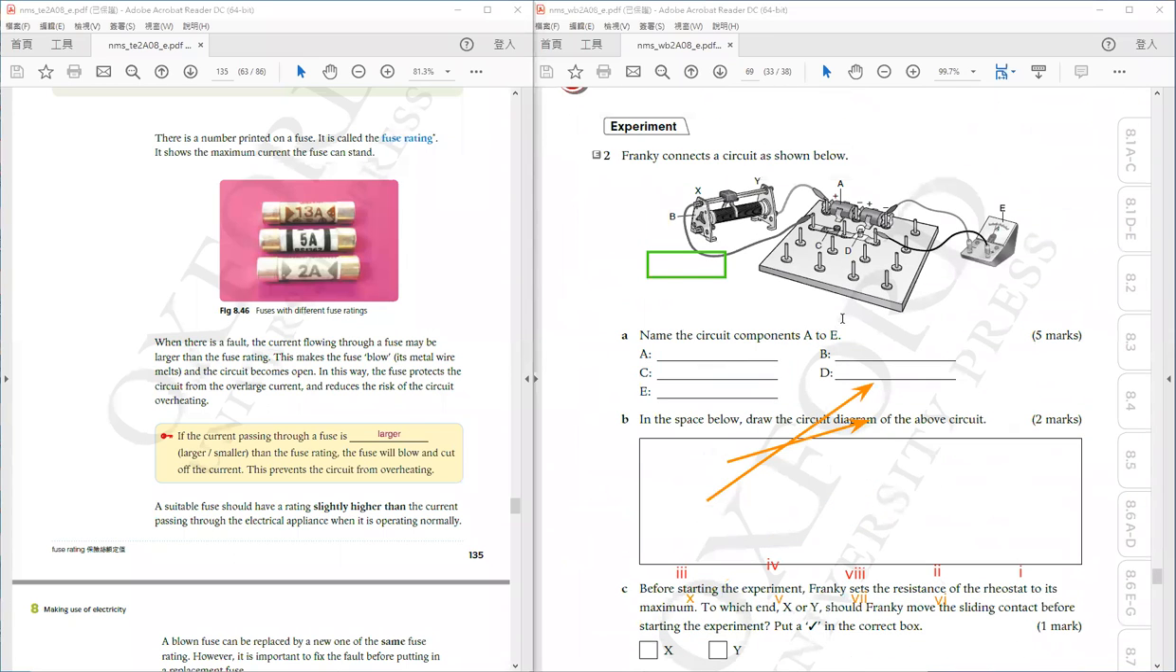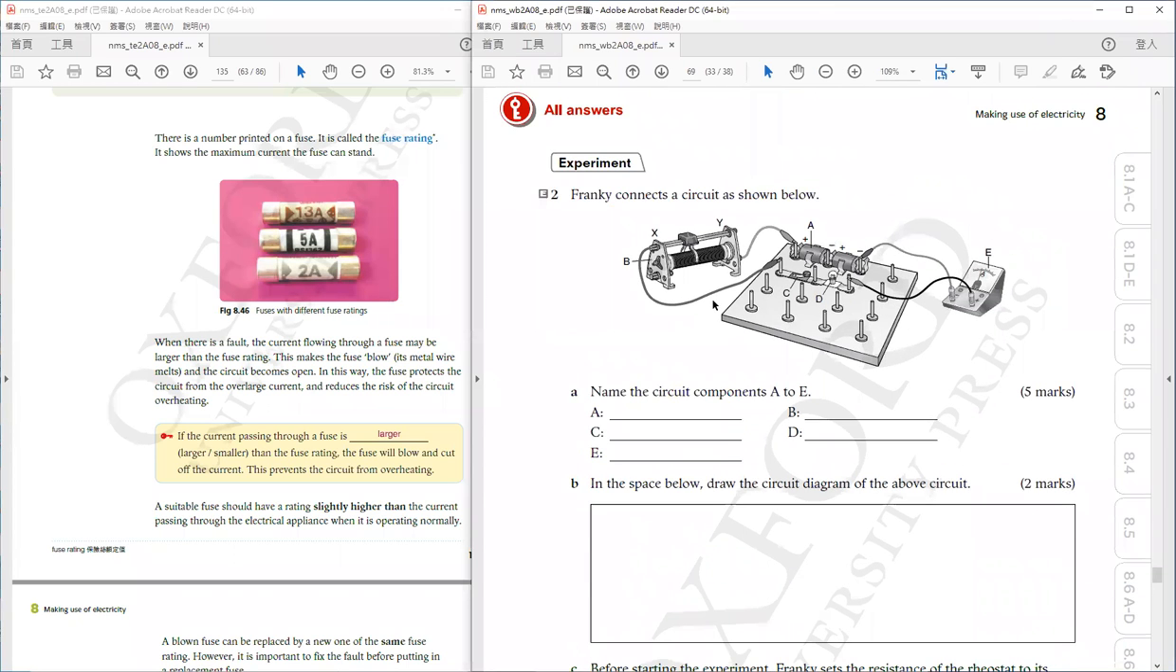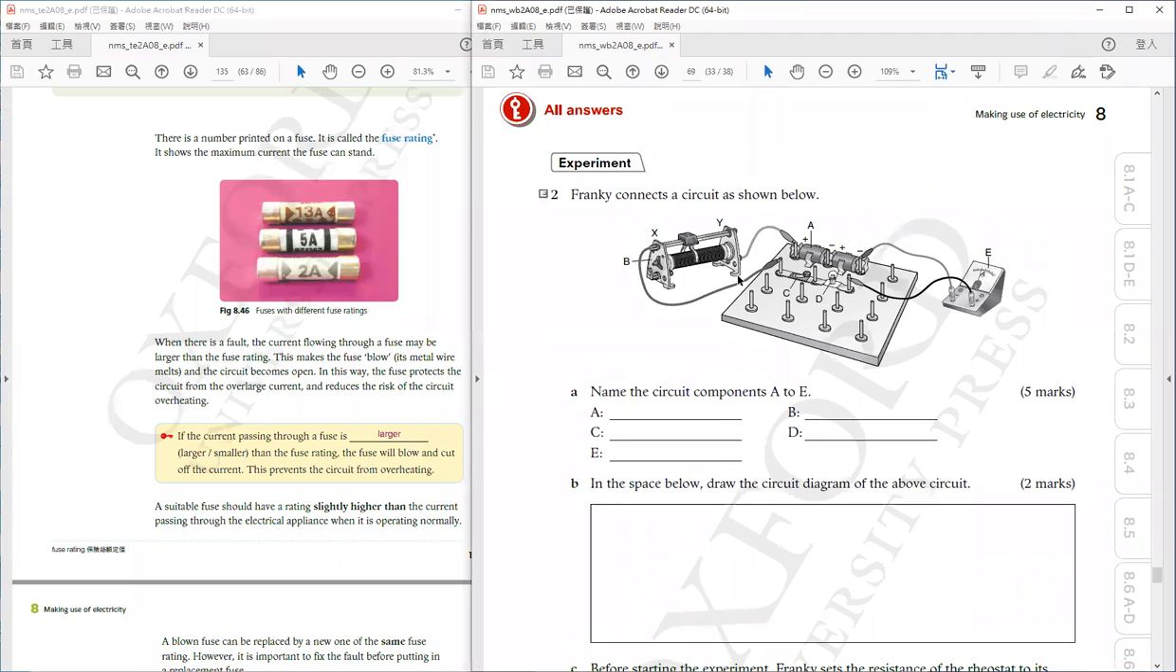So name these circuit components below. I would like to select a larger diagram. This is page 69 of your workbook.